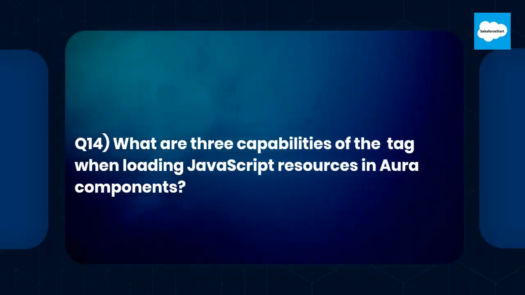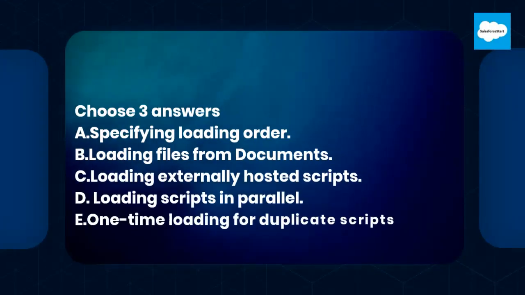Q14. What are three capabilities of the tag when loading JavaScript resources in Aura components? Choose three answers. A. Specifying loading order. B. Loading files from documents. C. Loading externally hosted scripts. D. Loading scripts in parallel. E. One-time loading for duplicate scripts.